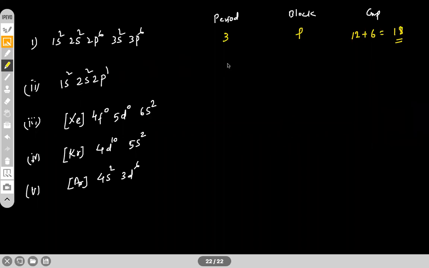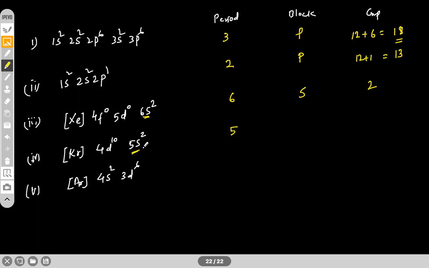Okay. This one, the period is 2, the block is P, and it is 12 plus 1, that is the 13th group, boron. This one, the maximum value of N gives period 6, block is S. And if it is S block, we have the ns2 configuration, so it is group 2. Right? Period is 5, block is S. Is it S block? It is D block because the electron goes here. I have written it this way, 4s2 and 3d, but first the electron goes into 5s and then it goes into 4s.